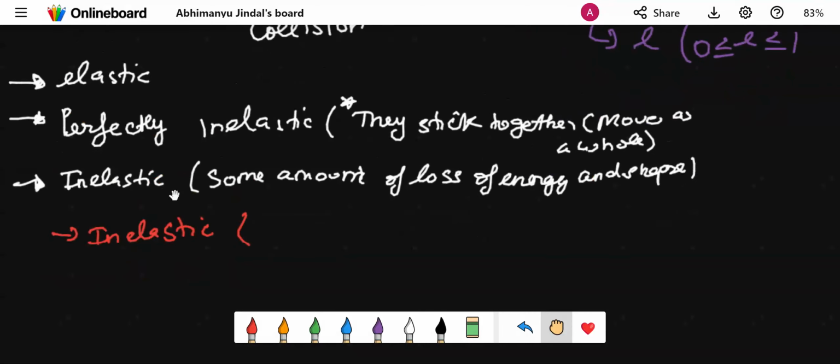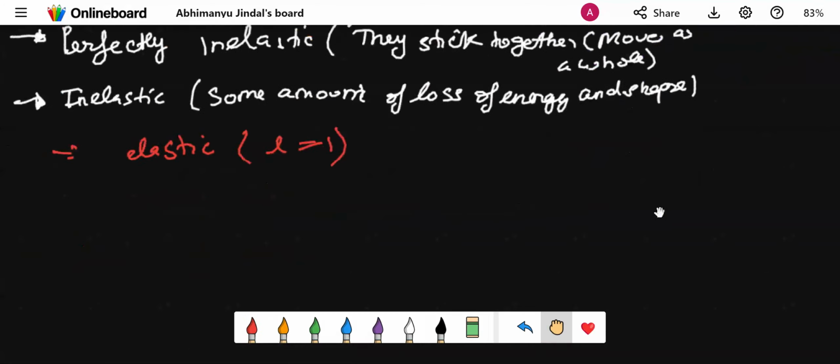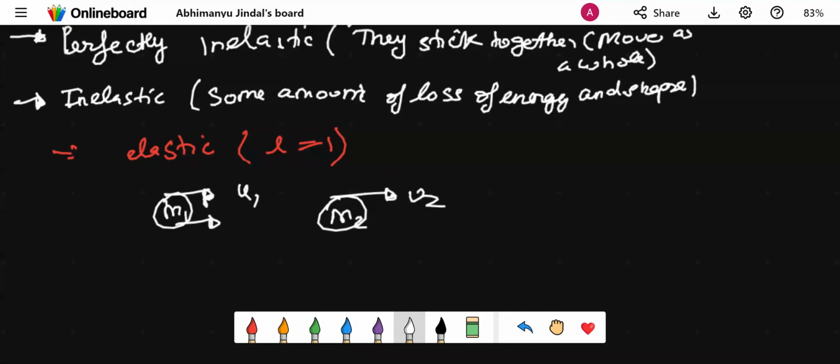So for elastic collision, the E is 1. That is, there's zero loss of energy. Let's take an example, okay? Let's say this is mass m1, this is mass m2, moving with velocities u1 and u2 initially. After collision, because this is elastic collision, each one of them is going to have independent velocities because they do not combine. So let's say the velocities are v1 and v2.